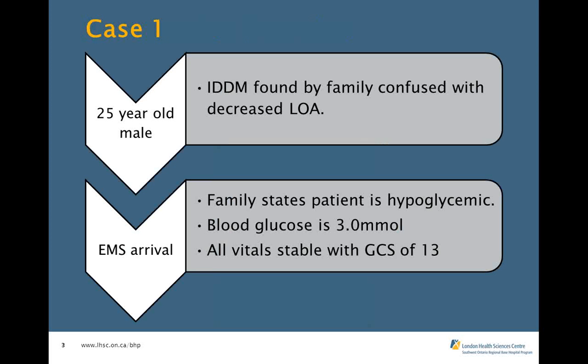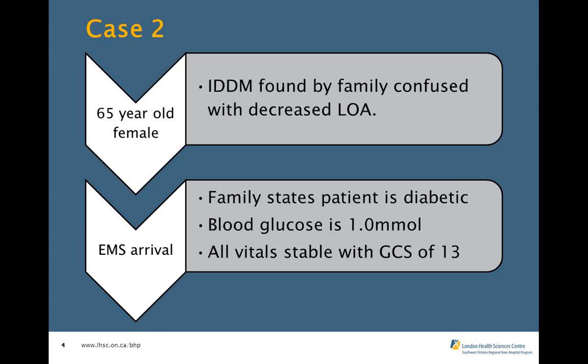So to start, case 1, we have a 25-year-old male, insulin-dependent diabetic found by the family confused with a decreased LOA. On EMS arrival, the family states the patient is hypoglycemic. The blood glucose is 3. All the vitals are stable with a GCS of 13.